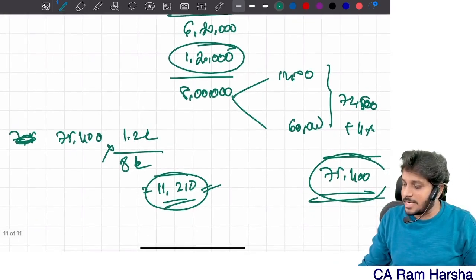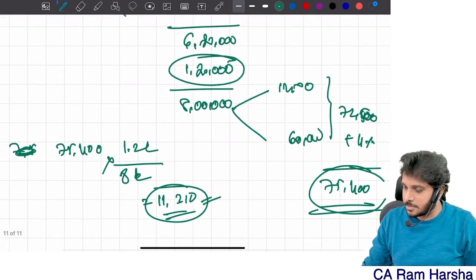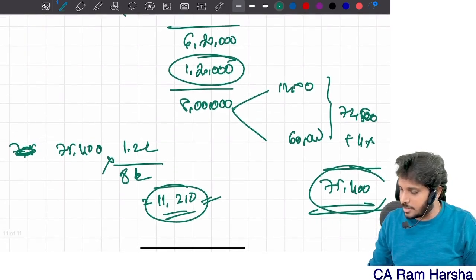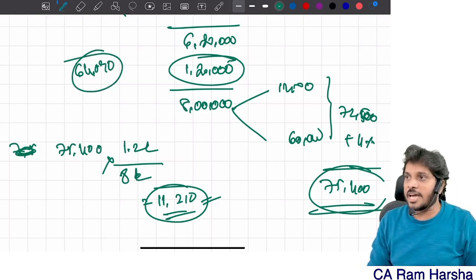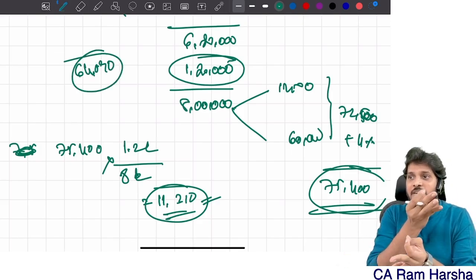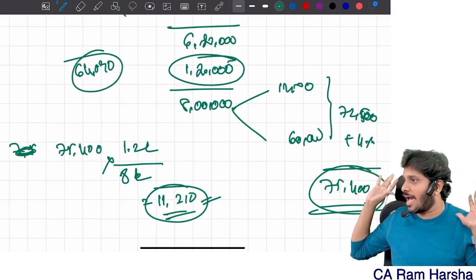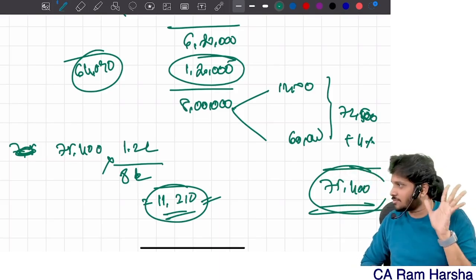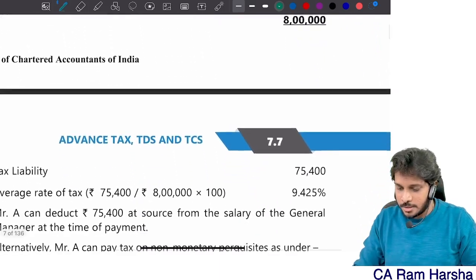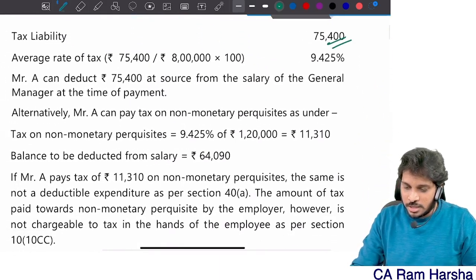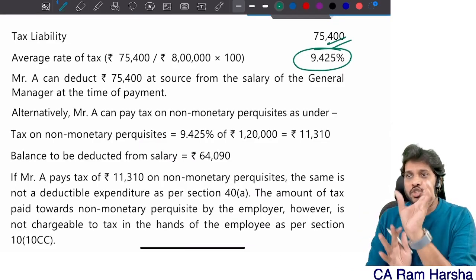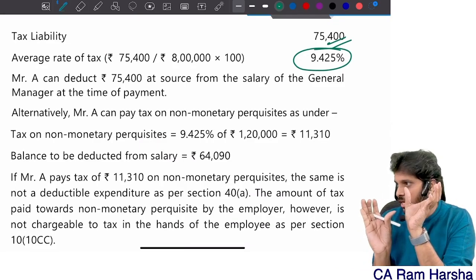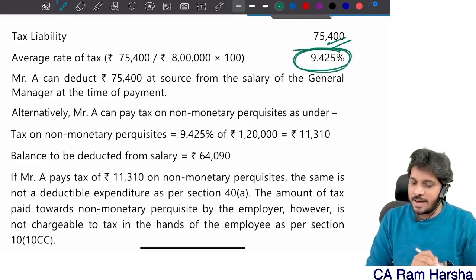Now the employee's balance amount is what? 75,400 minus 11,310. How much is that? 64,090. This amount I will deduct from the employee in equal installments over 12 months. Average. Understood? Look at this. What is the average rate here? Nothing but total tax divided by total income. That much is the average rate. This is the average rate of tax.